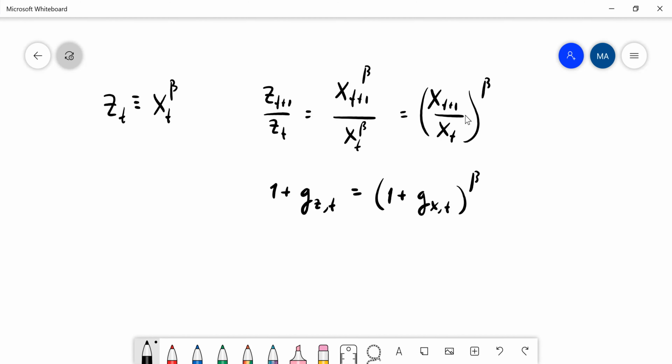I'm showing you these things because you're going to use them in your assignments and in class meetings. We're going to see growth models, and in the growth models, of course, we're going to be looking at such growth rates.